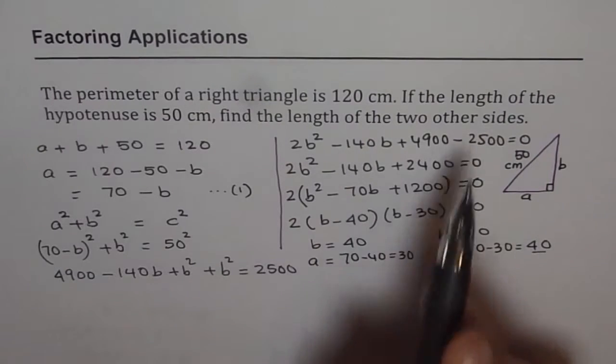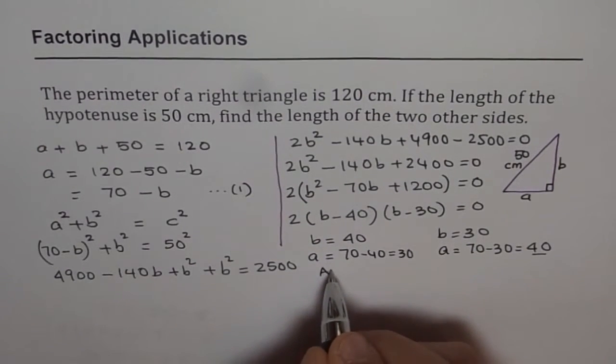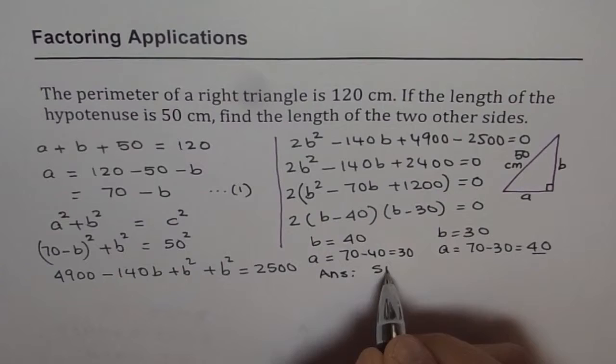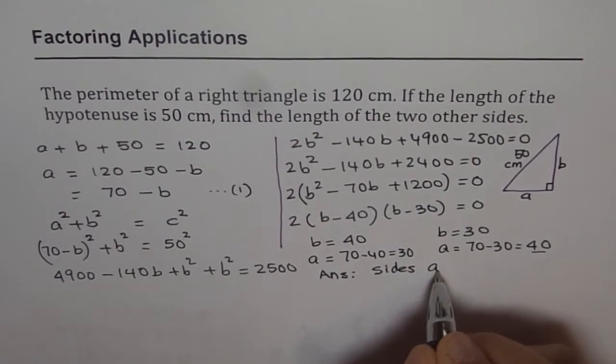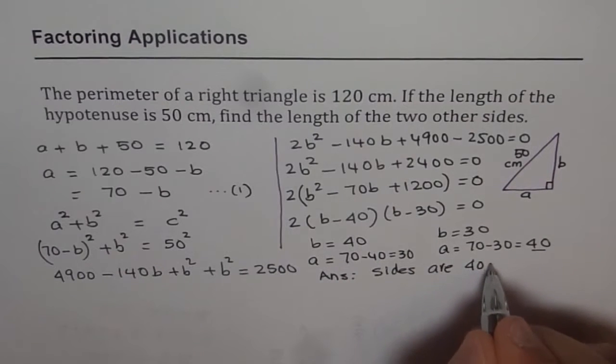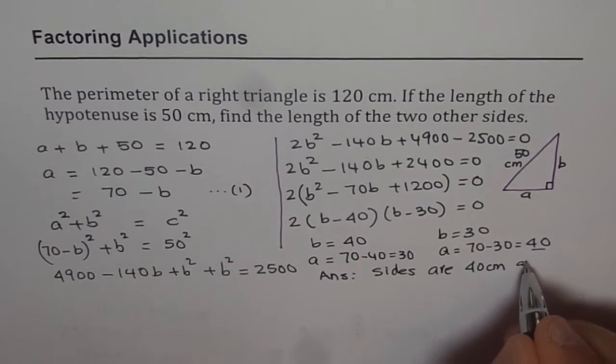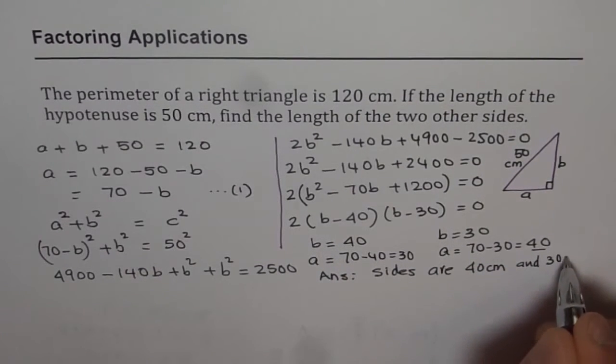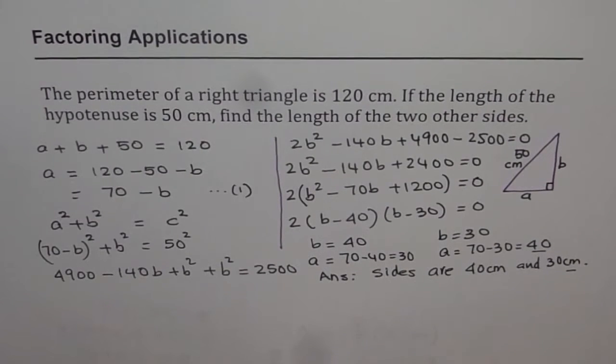So find the length of two sides. So the answer is, sides are, don't forget the units, centimeter, 40 centimeter and 30 centimeter. So that is how we can solve these kinds of questions using factoring. I hope you appreciate it. Thank you.